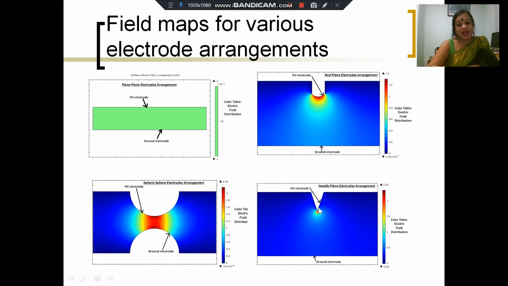The worst case scenario is when you have a needle-plane electrode, you have a very small tip radius, and you have a very small region. But in this small region, the field is very, very different from the rest of the electrode. You have a very high local field intensification. This is also something that is going to be of interest to us in the later lectures.